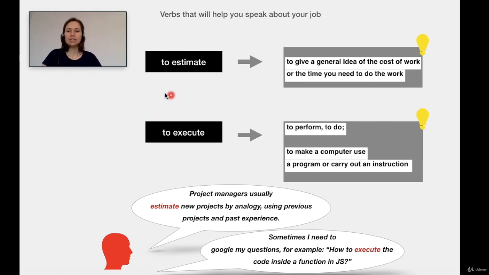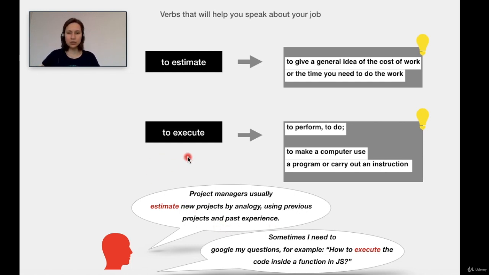The next is to estimate. To estimate means to give a general idea of the cost of work or the time you need to do the work. I'm sure you know this word. To estimate means to give an idea of how many hours a project will take and how many dollars it will cost, right? Let's look at the example. Project managers usually estimate new projects by analogy using previous projects and past experience.